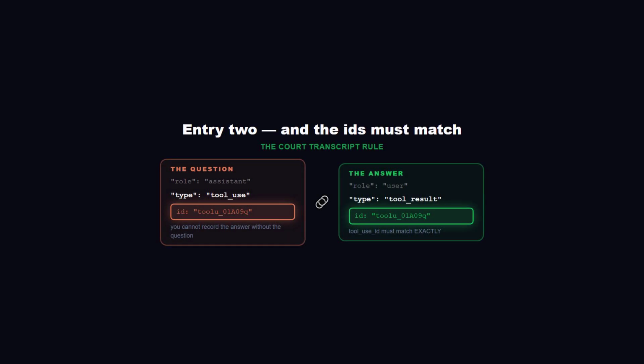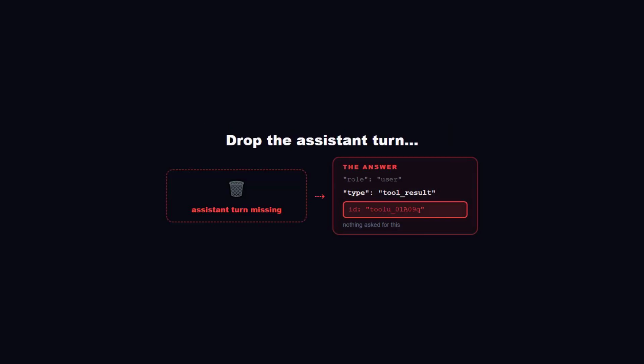entry 1. Think of it as a court transcript. You cannot record the answer without recording the question. Drop the assistant's turn, and the model sees a result with nothing that asked for it.